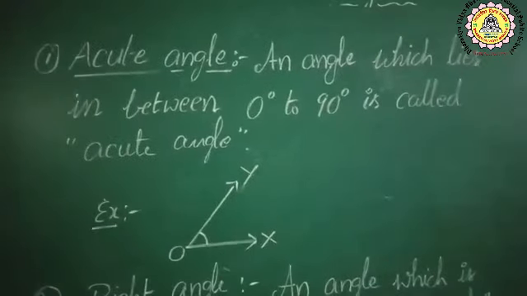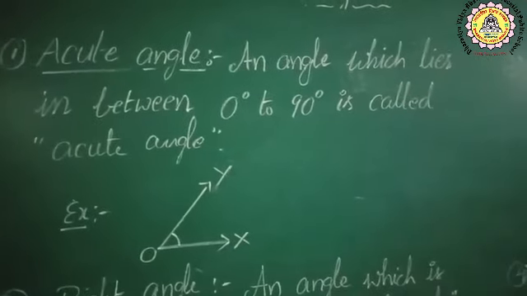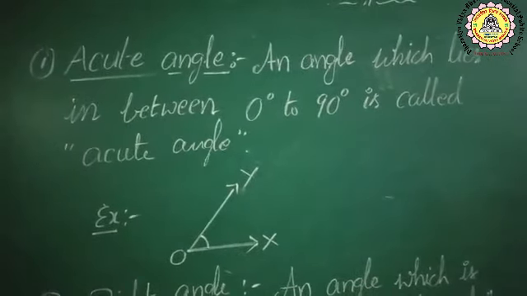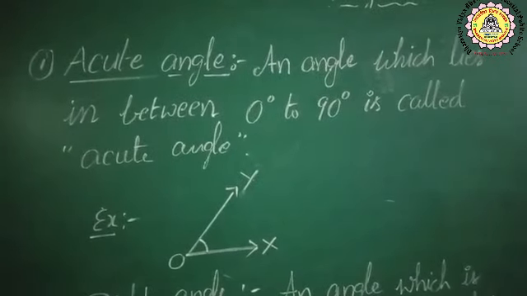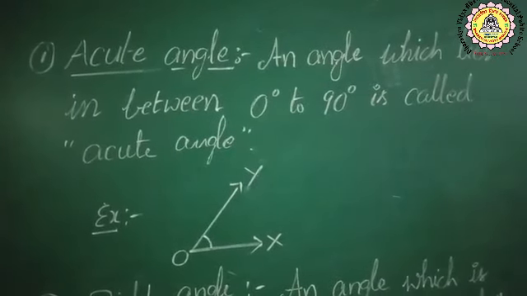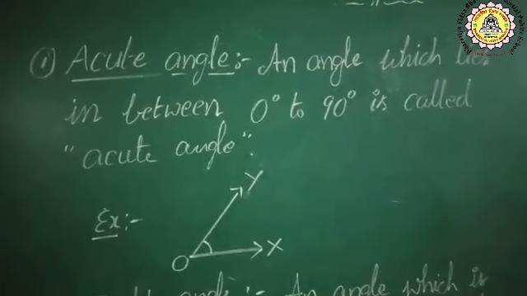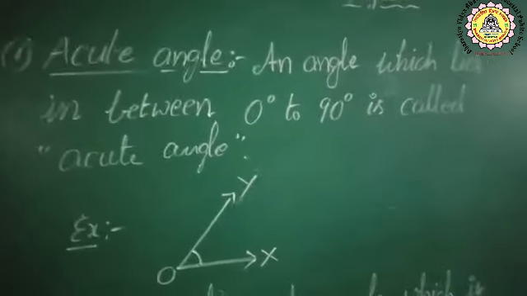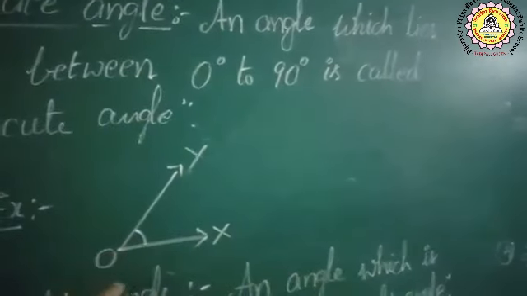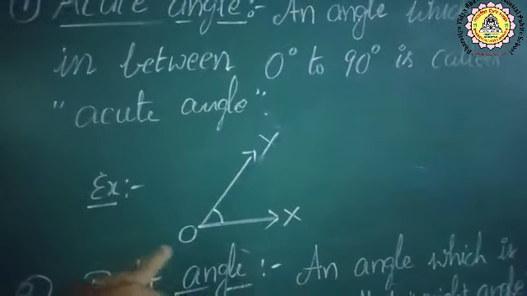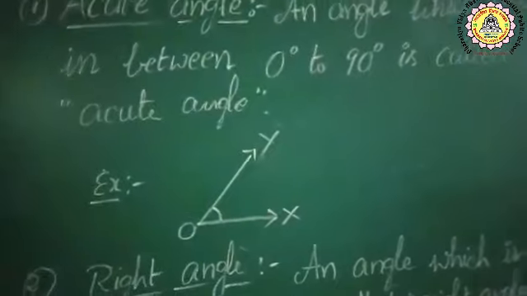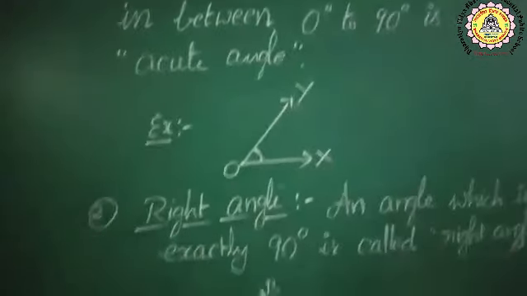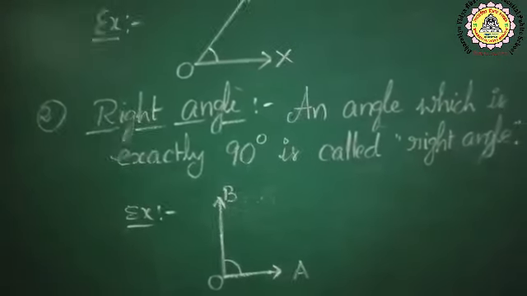Now let us know about the first one, acute angle. An angle which lies in between 0 degrees to 90 degrees is called an acute angle. And here the example is given. Angle XOY is an example for an acute angle. Next, second one, right angle.